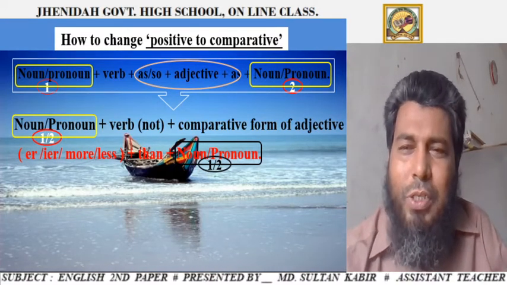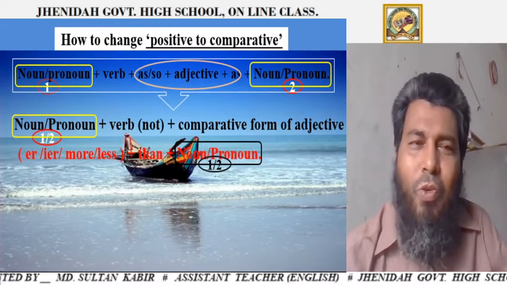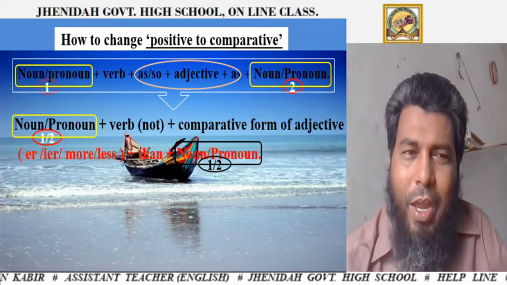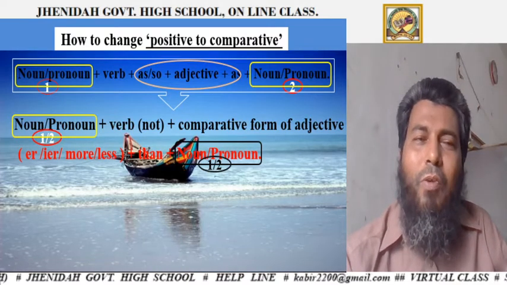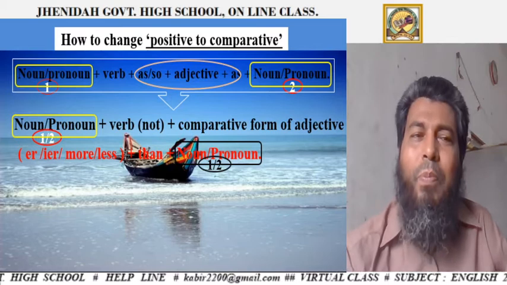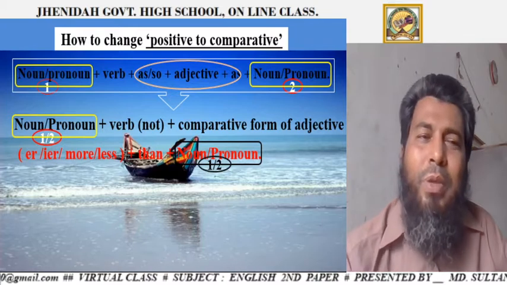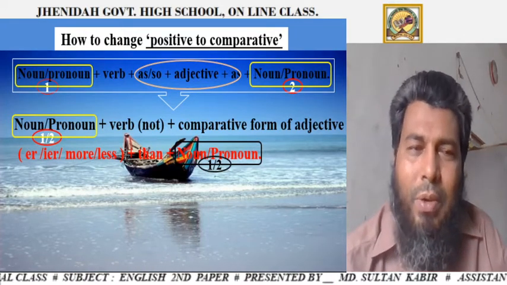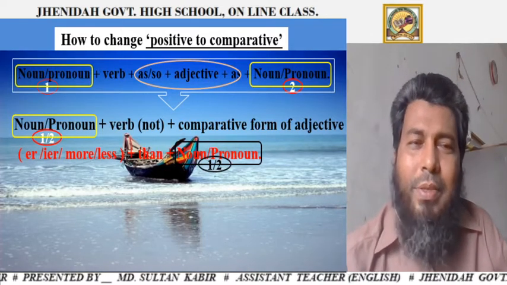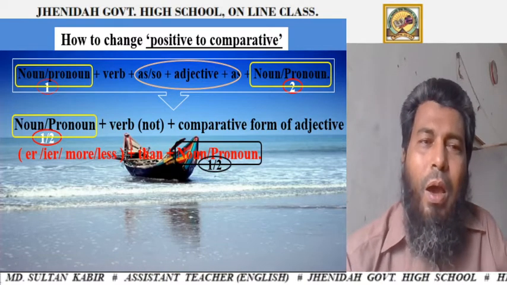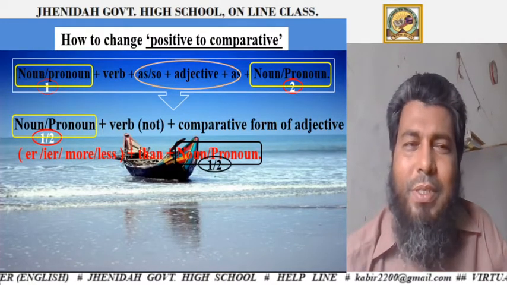So now look at the structure again. At the beginning we can insert the first noun or pronoun or the last noun or pronoun, then the verb, and you must add not with the verb, then the comparative form of the adjective. How can we make an adjective comparative? We add er or ier at the end of the adjective if the adjective is monosyllabic. And we add more or less before the adjective if it has more than one syllable, that means di, tri or polysyllable. Okay, and then you must add than.